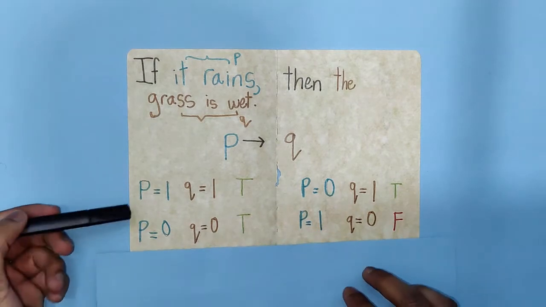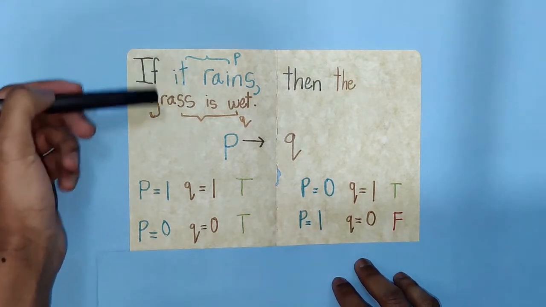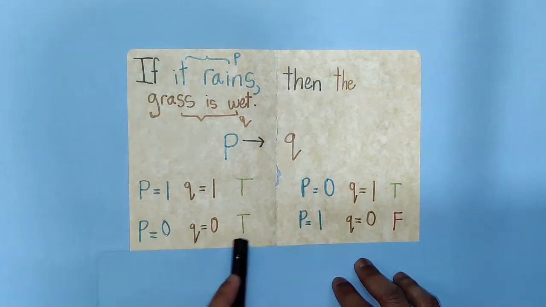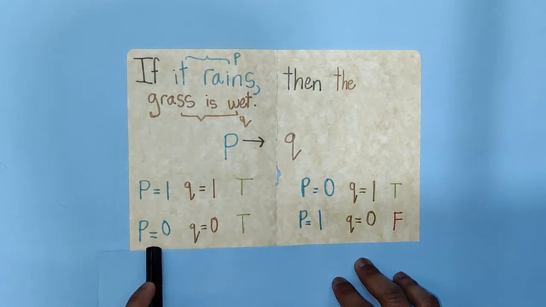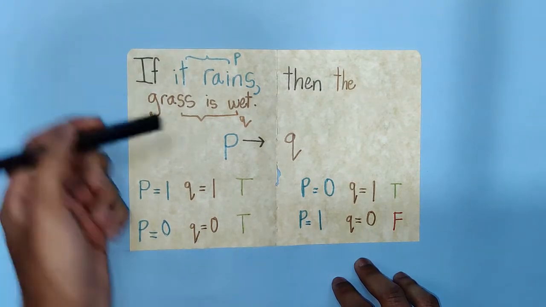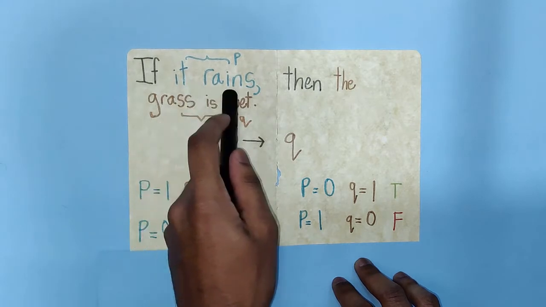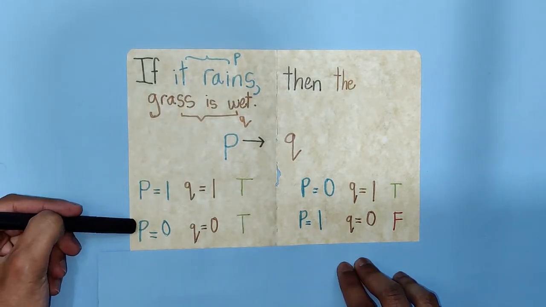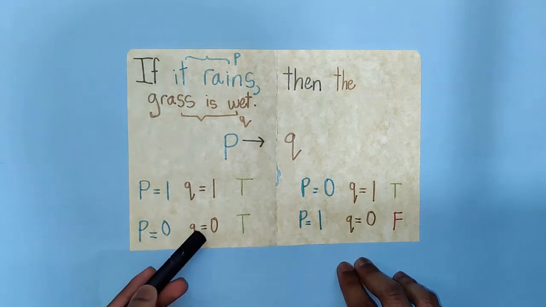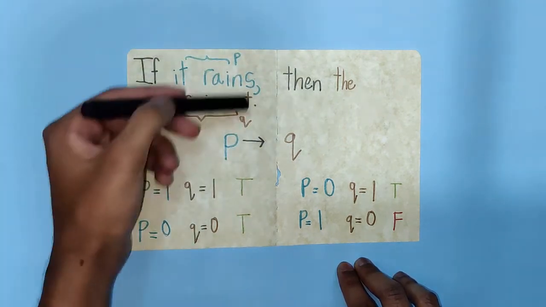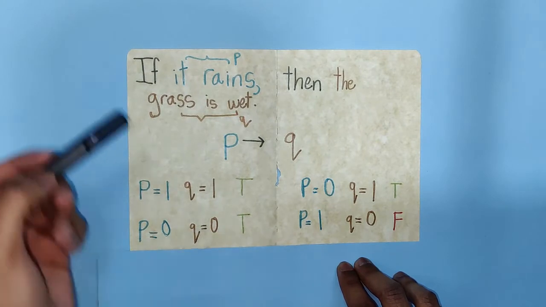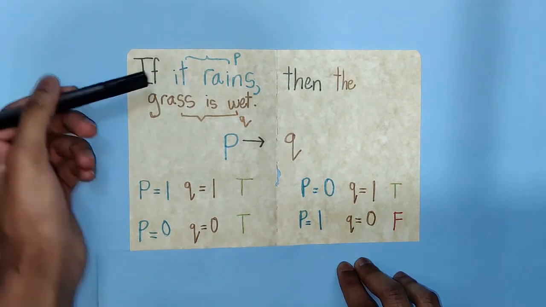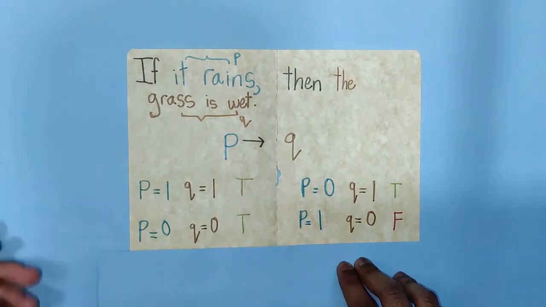Another possible circumstance is that it doesn't rain and the grass is not wet. This would similarly be vacuously true because, again, this proposition only deals with it raining. It doesn't say what should happen when it does not rain. So it does not rain and the grass is not wet. This proposition is still true because it could just be the case that there were no sources there to wet the grass.